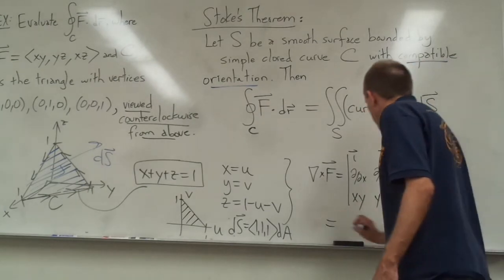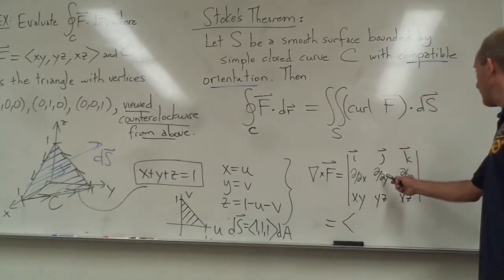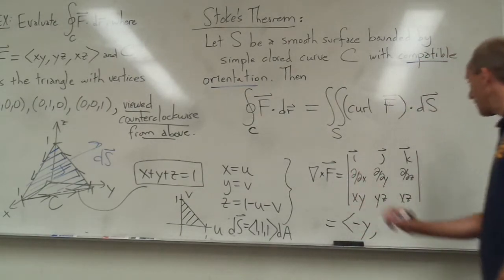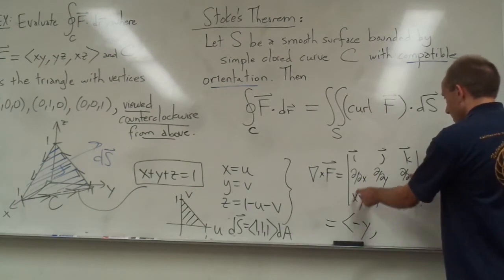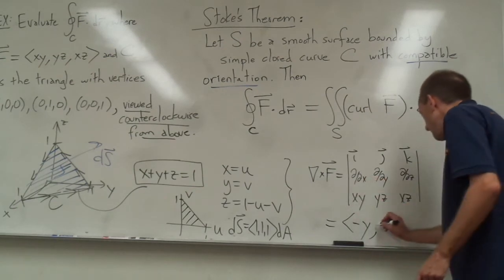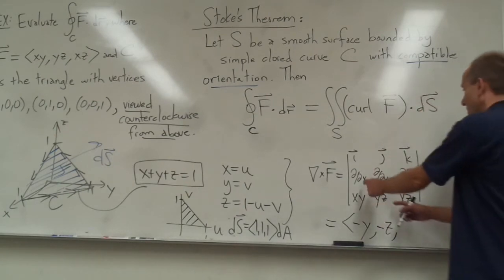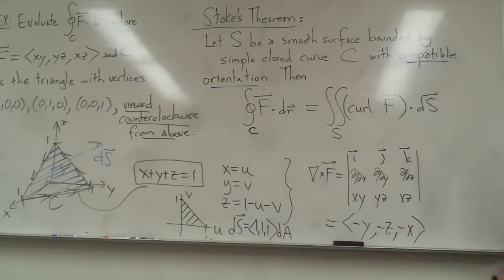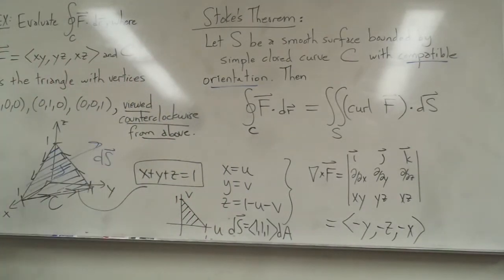Okay, so for the i component of this, we're going to get nothing here, minus y right there. The j component is going to give me nothing right here, but then minus z right there. And then the k component is going to give me nothing right here, but negative x right there. All right, and so that is the cross product.